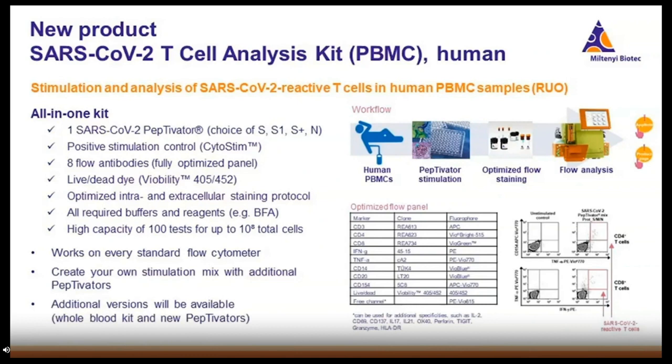So here on the top, you can see the workflow of the kit. After isolation and stimulation of PBMCs with the included SARS-CoV-2 PepTivator, the cells are stained with our specifically optimized flow panel shown here in the table, and then analyzed using standard flow cytometers like, for example, our MACSQuant Analyzers. It's also good to know that you can create your own stimulation mix by combining different PepTivators. Right now, the kit is designated for PBMC samples only. However, we will soon release additional versions, for example, a whole blood kit or kits with other PepTivators.